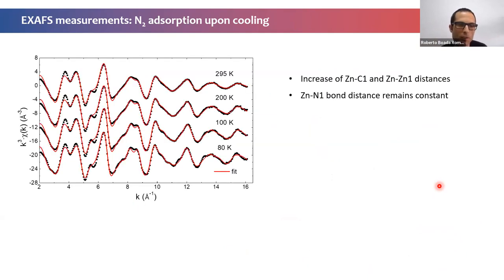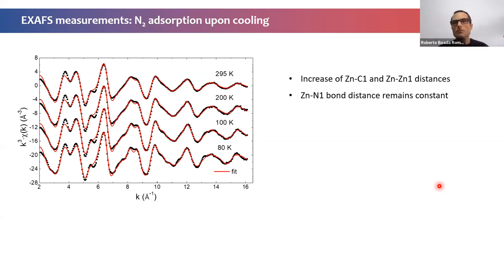Then we did the fittings, and we got a rather good agreement. We found some expansion of the different distances, as was reported in X-ray diffraction. So it seems the lattice is expanding when going through this gate opening transition. But one thing we didn't find is an expansion of the zinc tetrahedron. So what is going on?